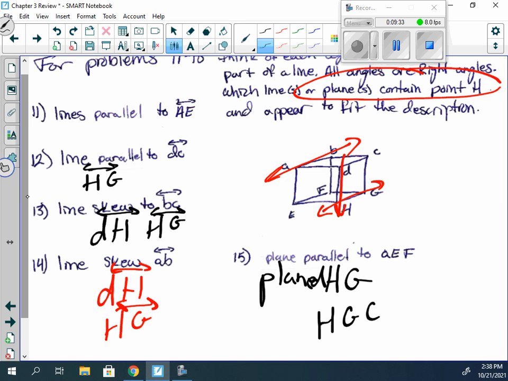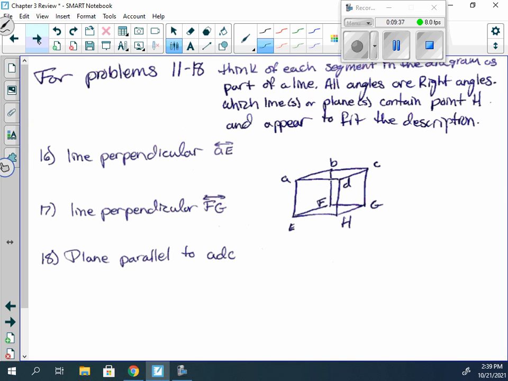Any other questions on this here? So let's look at 16 or 17. Line perpendicular, so it needs to intersect it at a right angle. Well, all the angles in here are right angles. So let's look at 16A, E, EH or HE, either one would be the one that intersects it.